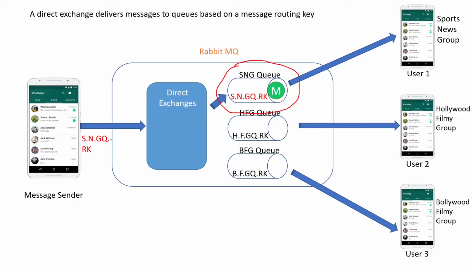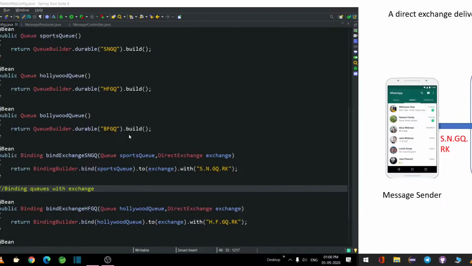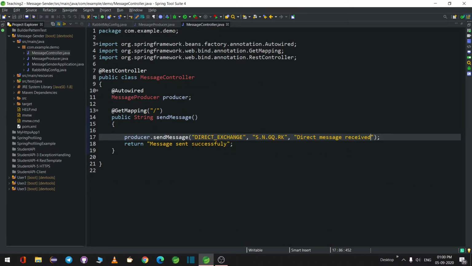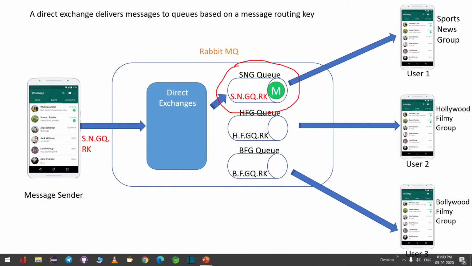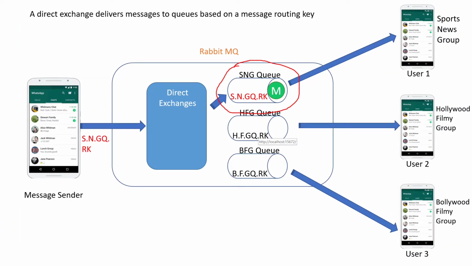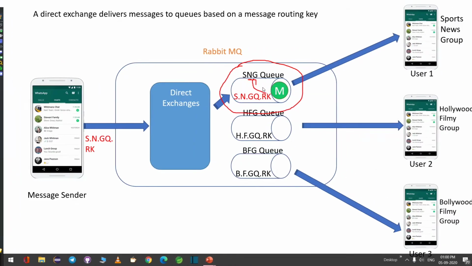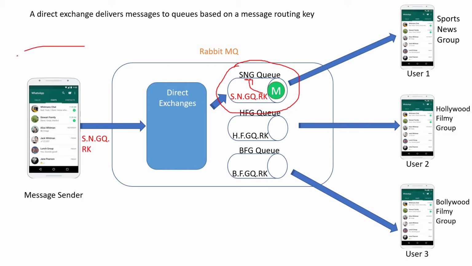Which means what you're sending from the home controller, you're using direct exchange and you're sending it to this routing key. So this routing key is associated with SNG queue, so it will be sent to SNG queue. So now we have done this part.